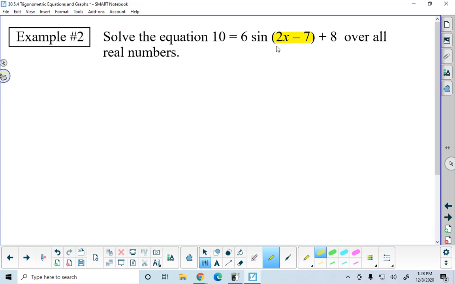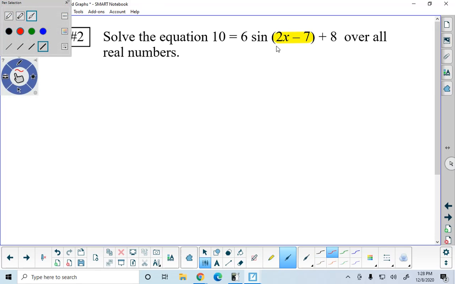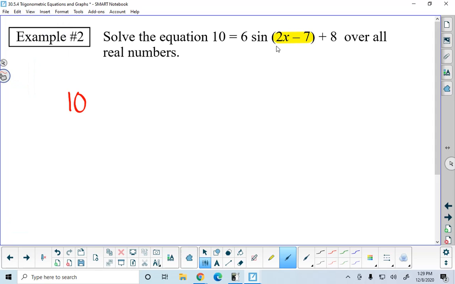We are going to graph y1 equals 10 and y2 equals 6 sine of 2x minus 7 plus 8. But because of all of the transformations that have occurred here, there's a vertical stretch by a factor of 6. There's a shift of 8 units up. There's a change to the period because of that 2 in front of x. Because of all that, zoom trig does not work.